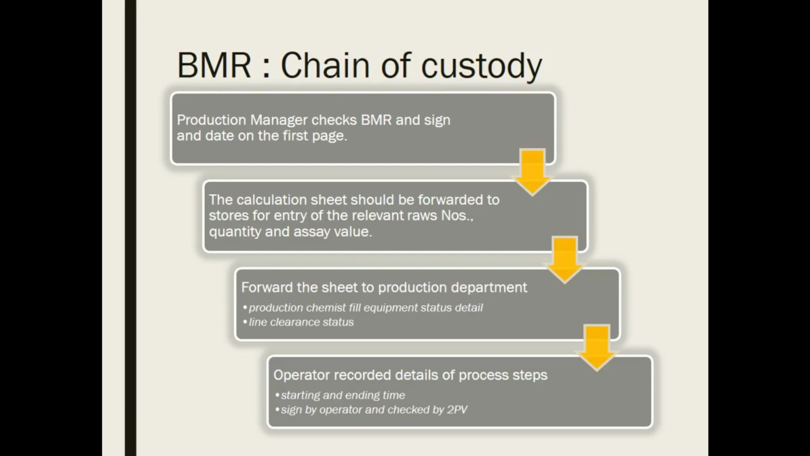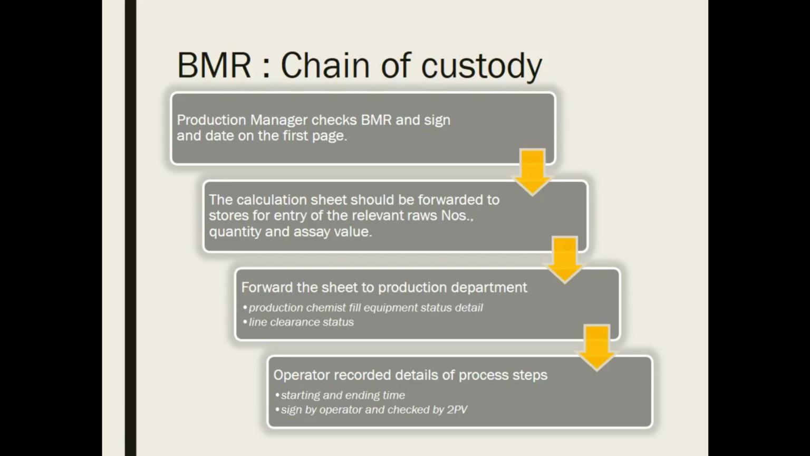So here we look at the chain of custody, or the flow of the batch manufacturing record from the moment it's approved or generated. The first place it will go to is the production area, where the production manager checks the BMR for consistency and accuracy and normally signs and dates the front page of the BMR. The calculation sheet should be forwarded to the stores or the warehouse for entry of the relevant raw materials or key starting material quantities, as well as their assay values, etc.